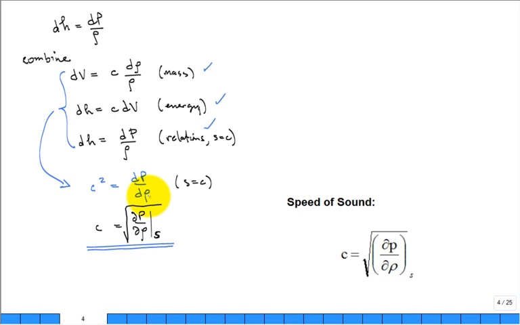It's algebra at that point. You have to trust me a little bit, dot, dot, dot. But this is with the assumption that it's isentropic. That was one of the equations, the second law. Hence, you take the square root, you get the equation that we wanted. There's the equation for the speed of sound.